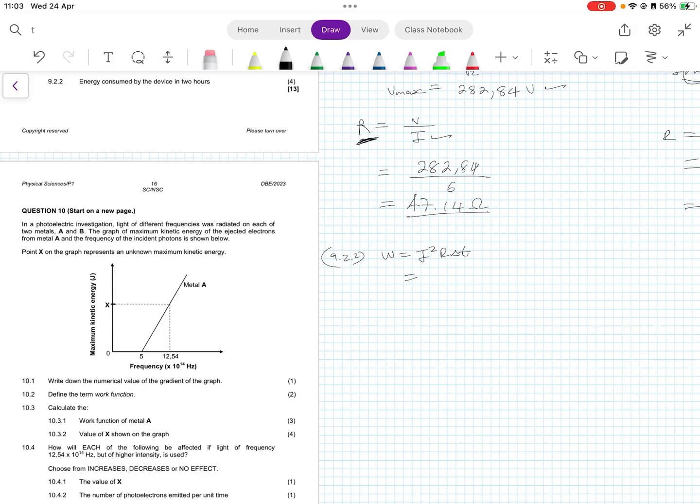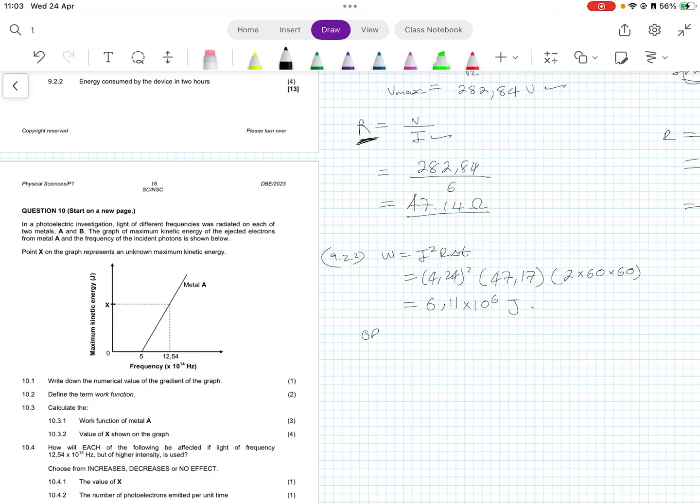The RMS current we know is 4.24, which was calculated, multiplied by 47.17, which is the resistance we calculated. And 2 hours, we count this in seconds, right? So this is 2 hours times 60 minutes times 60 seconds, which is approximately 7,200, and this should give you that the work done is equal to 6.11 times 10 to the power 6 joules.